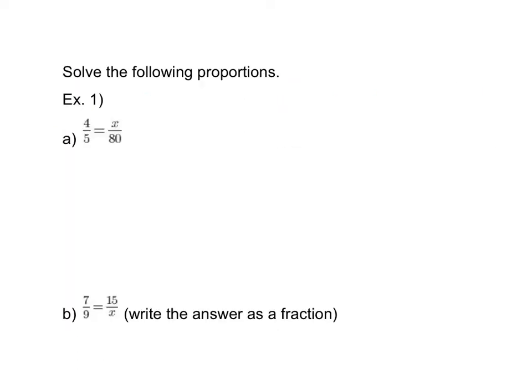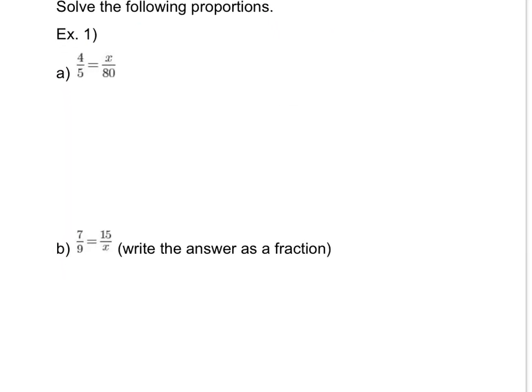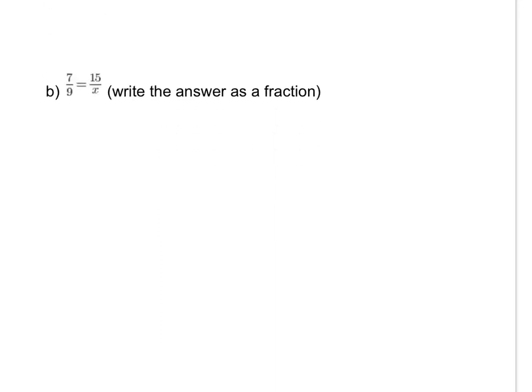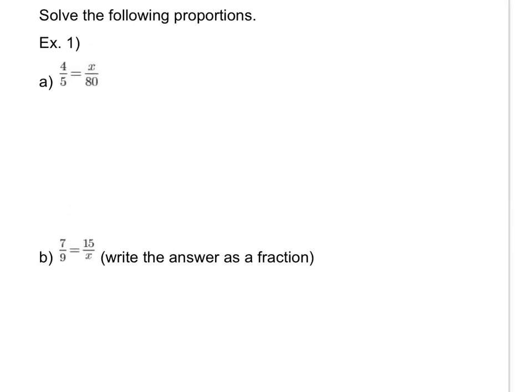Okay, let's look at a couple that we can do. I'm going to do two of them here fast. So we go with the first one: 4 over 5 equals x over 80. Let's look at our two diagonals here.